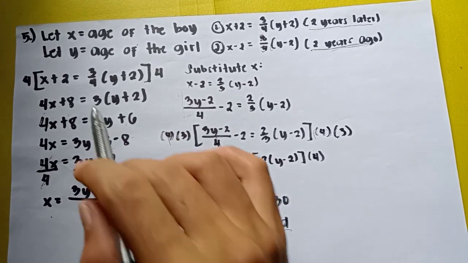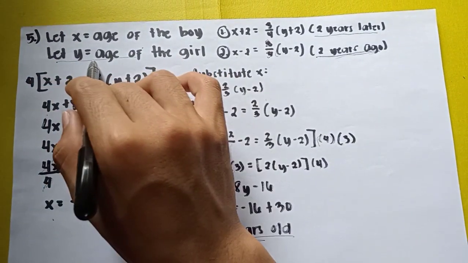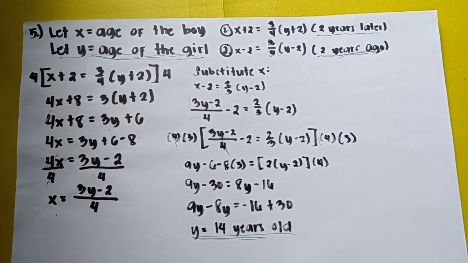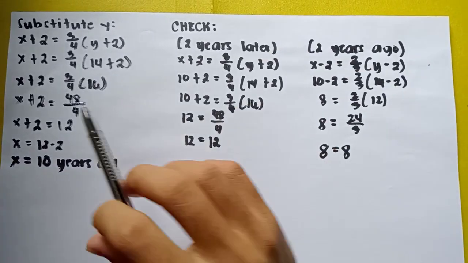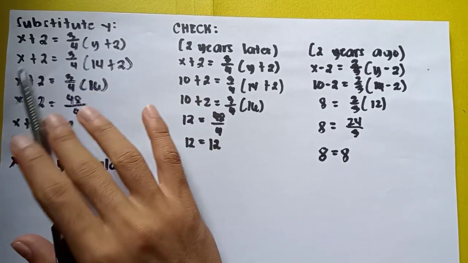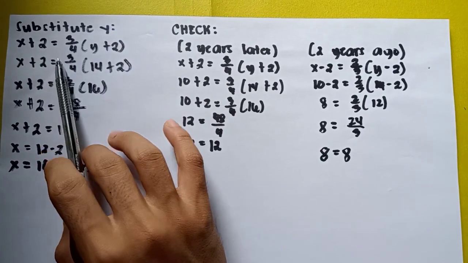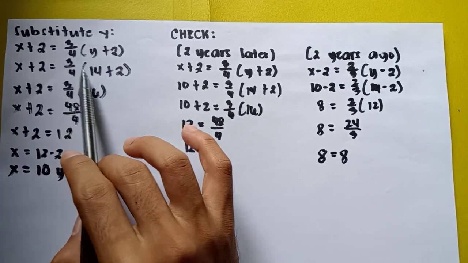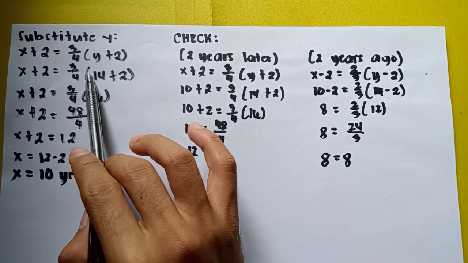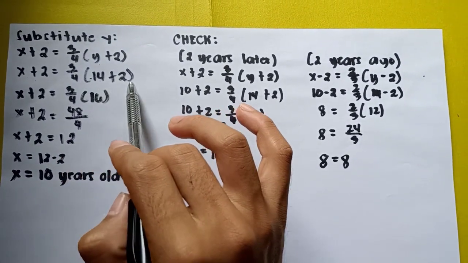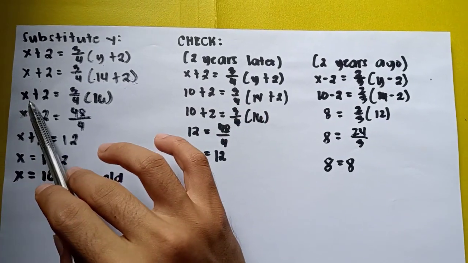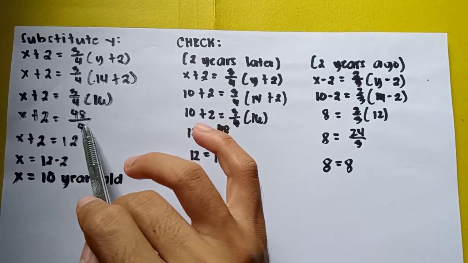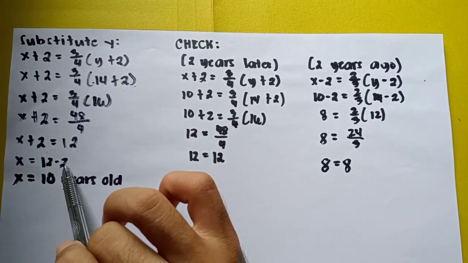So the girl is 14 years old. Then substitute Y. X plus 2 equals 3/4 times Y plus 2. X plus 2 equals 3/4 times the value of Y, which is 14 plus 2. X plus 2 equals 3/4 times 16. X plus 2 equals 48 over 4. X plus 2 equals 12.